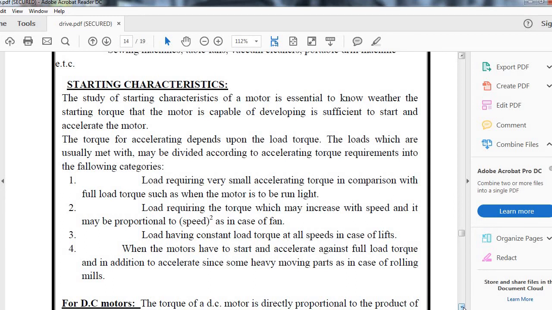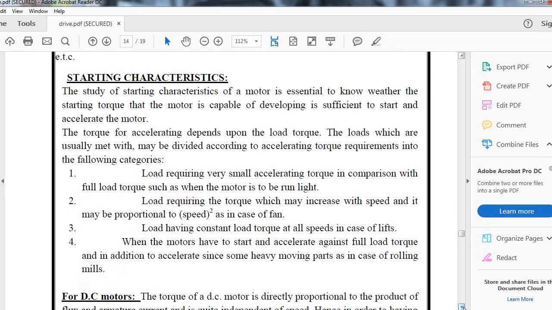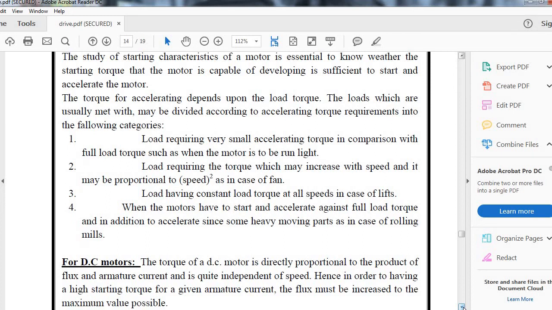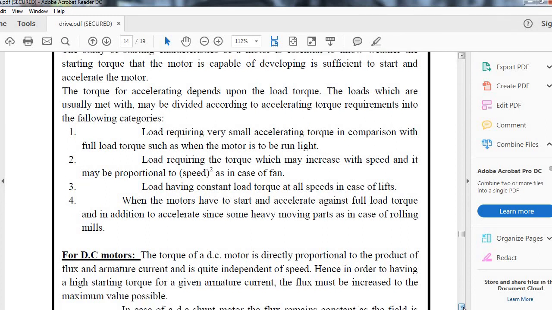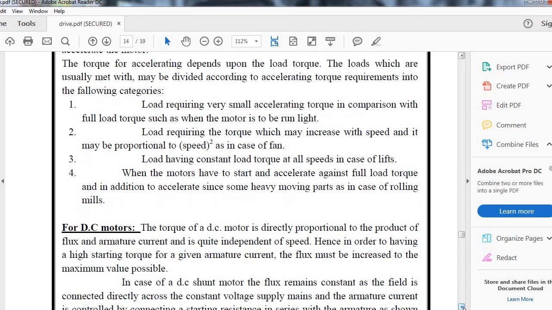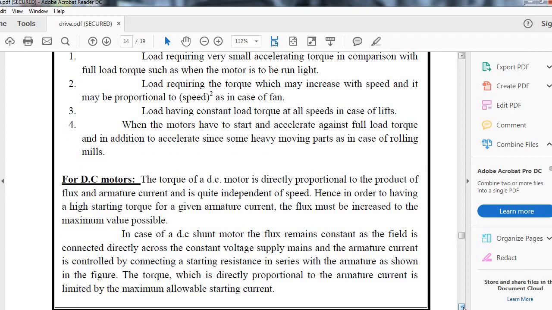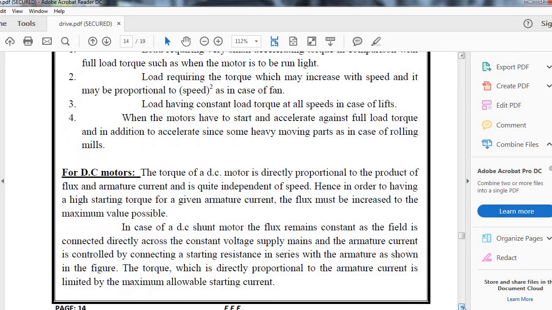For DC motors, the torque is directly proportional to the product of flux and armature current and is quite independent of the speed. Hence, in order to have a high starting torque for a given armature current, the flux must be increased to its maximum possible value. In a DC shunt motor, flux remains constant as the field is connected directly across the constant voltage supply, and the armature current is controlled by connecting a starting resistance in series with the armature, as shown in the figure below. The torque, which is directly proportional to the armature current, is limited by allowing the maximum allowable starting current.